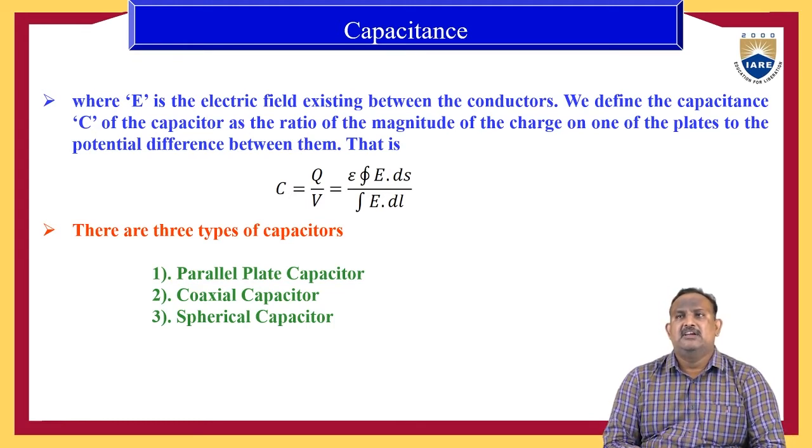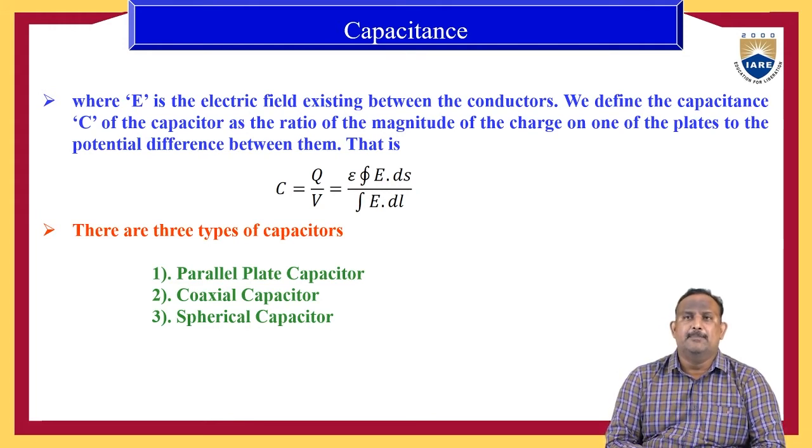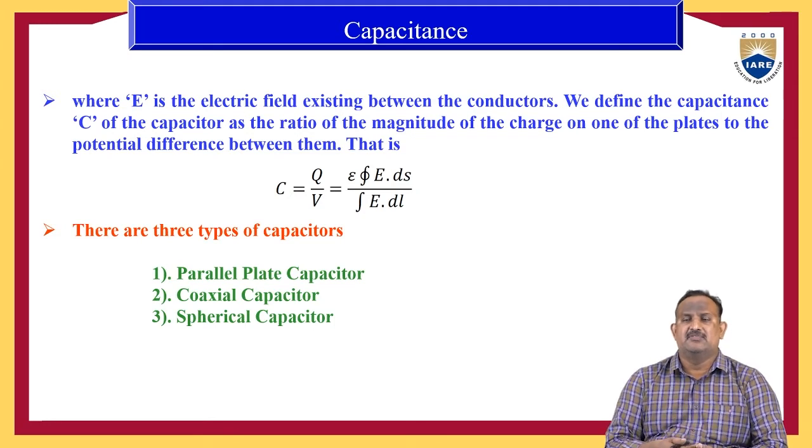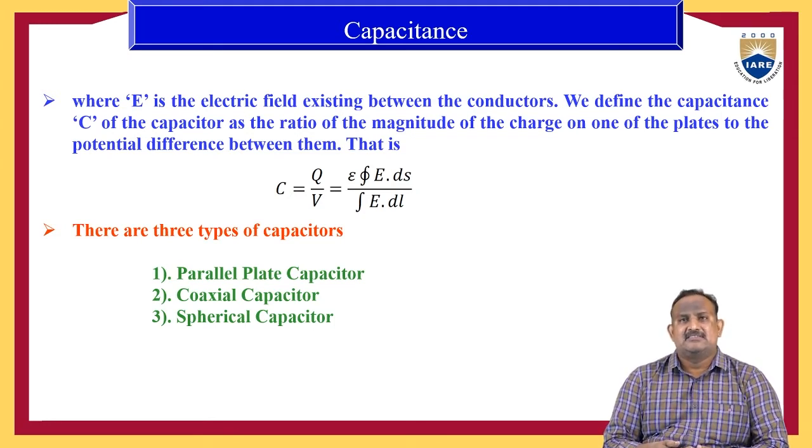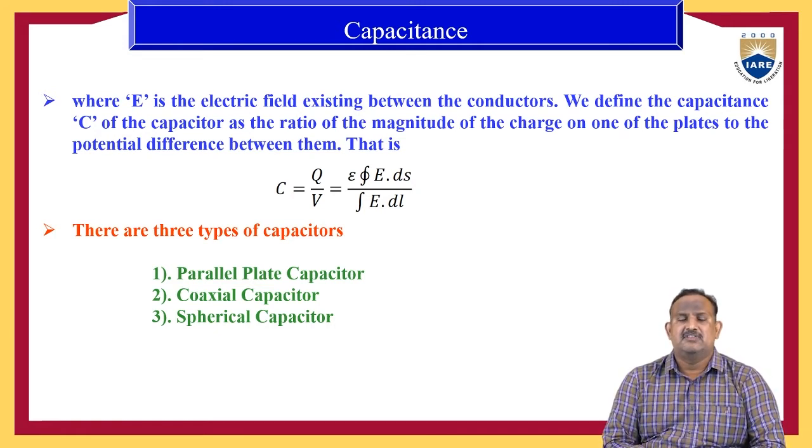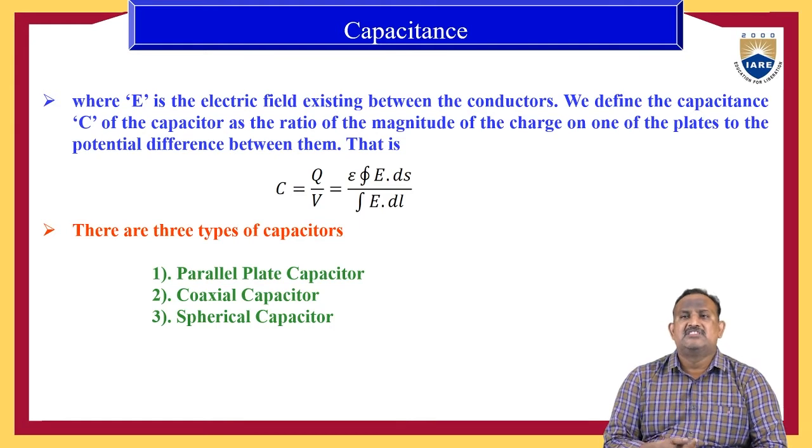Here we can define the capacitance C of the capacitor as the ratio of the magnitude of the charge on one of the plates to the potential difference between them. I am repeating the definition once again: the capacitance C of the capacitor is the ratio of the magnitude of the charge on one of the plates to the potential difference between them.